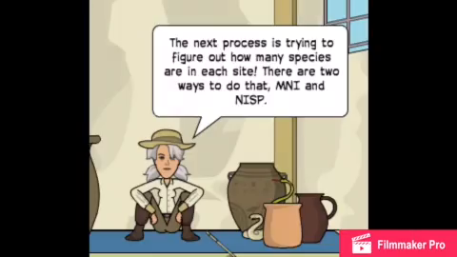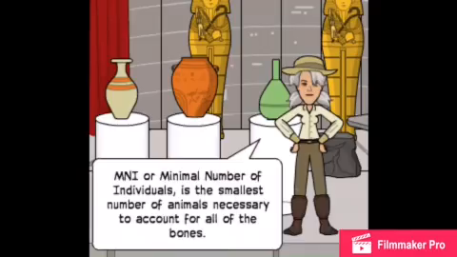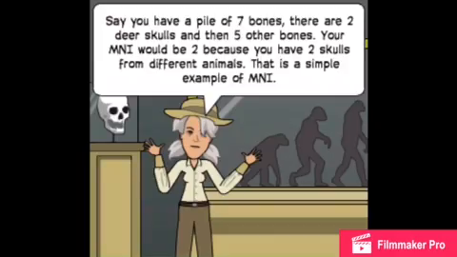The next process is trying to figure out how many species are in each site. There are two ways to do that, MNI and NISP. MNI, or minimal number of individuals, is the smallest number of animals necessary to account for all of the bones. Say you have a pile of 7 bones. There are 2 deer skulls and then 5 other bones. Your MNI would be 2 because you have 2 skulls from different animals. That is a simple example of MNI.